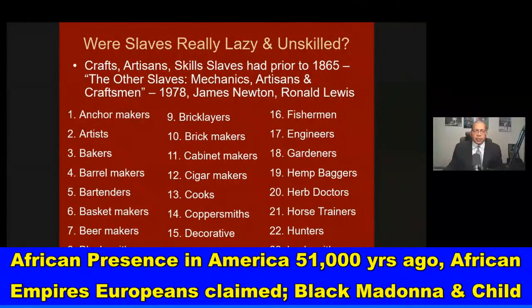There were at least 262 skills, trades, and crafts that African people had in this country from 1619 to 1865.